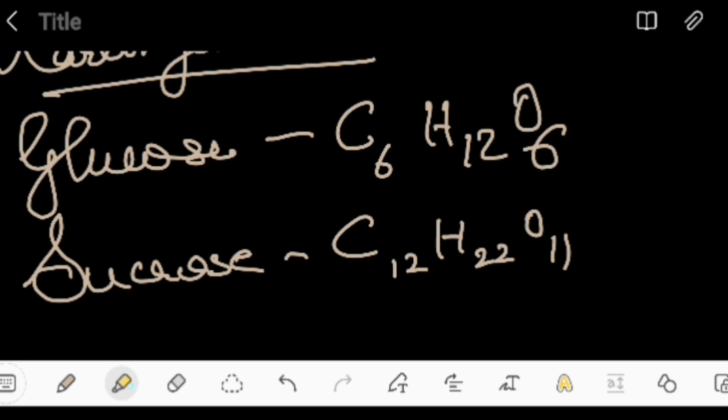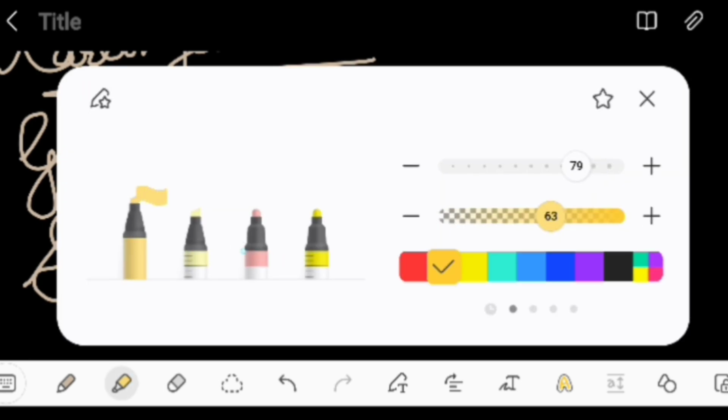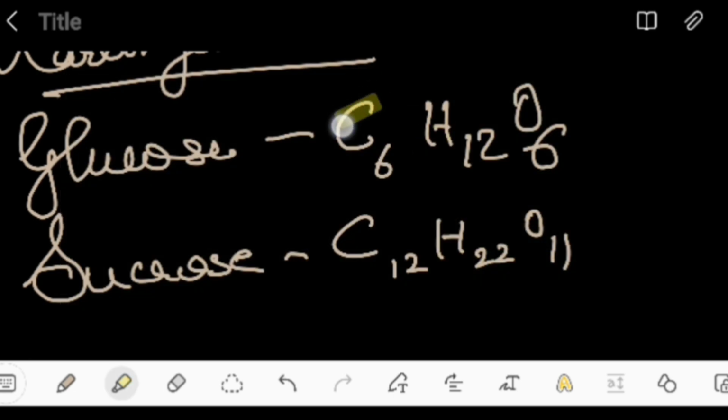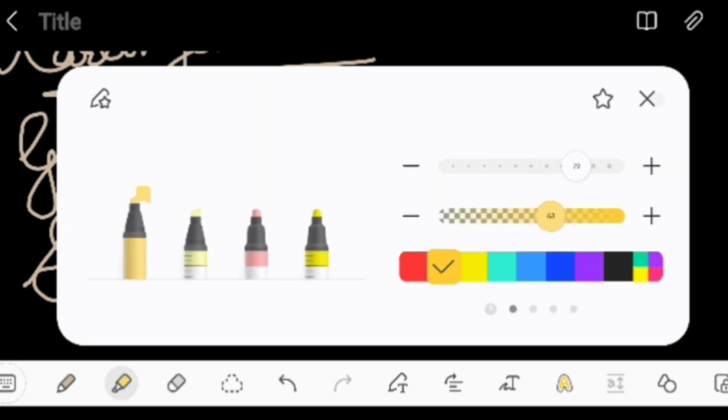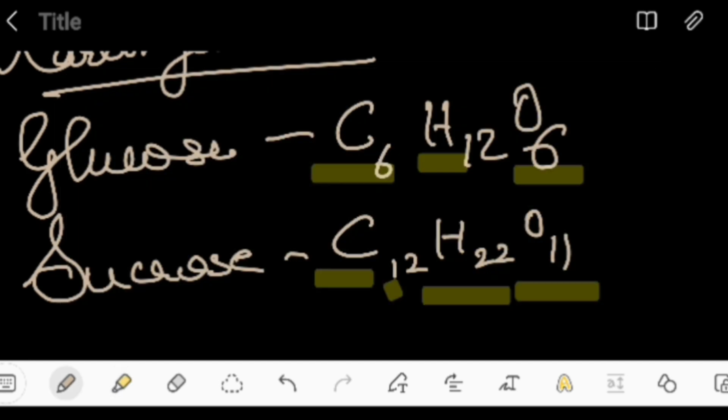Seeing this formula, we can make out one thing, that carbohydrates are made up of three elements. What are these three elements? Carbon, hydrogen and oxygen. So with these three things is what your carbohydrates are made up of.